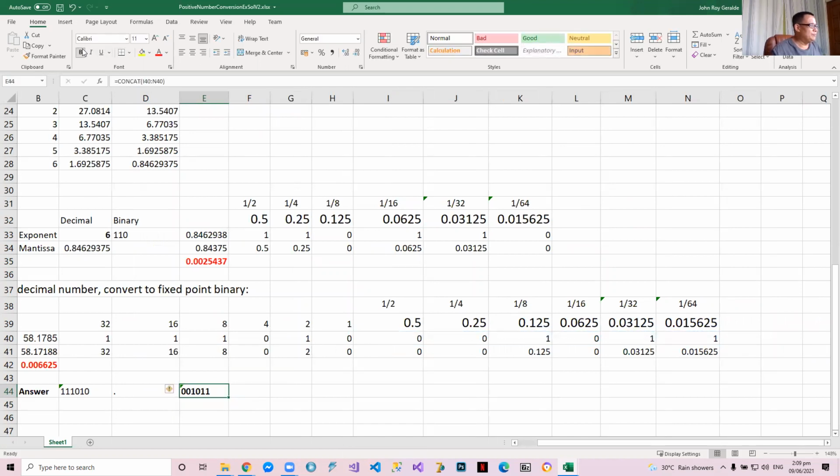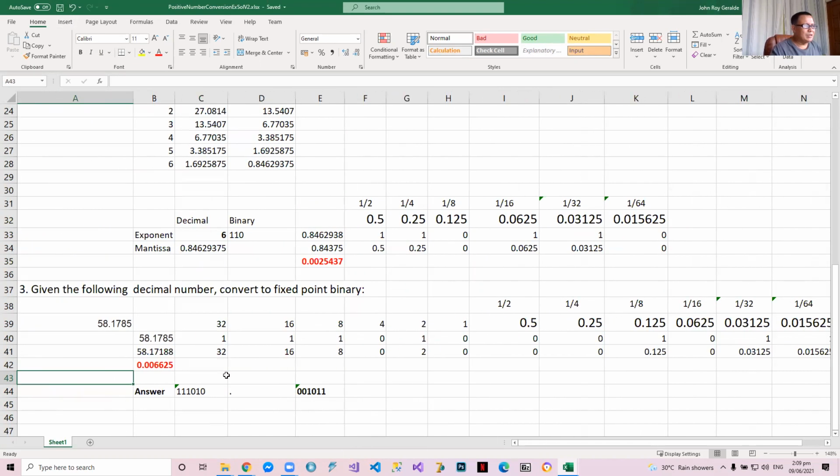Set this to bold. So this is easier, no? Because you just have to lay out the binary series and then pick our answer from there.